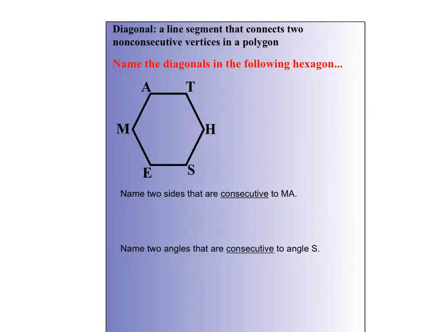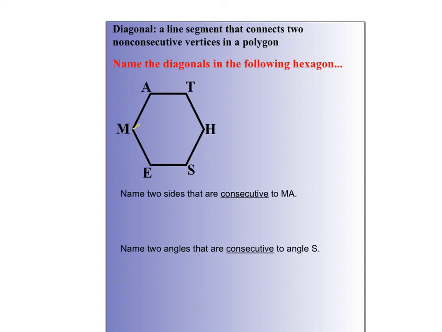All right, let's continue. Let's talk about diagonals of a pentagon. Very important as we start to look at angle measures within a pentagon, as well as other properties. A diagonal is a line segment that connects two non-consecutive vertices in a polygon. So name the diagonals of the following hexagon. Let's name them first by listing them.